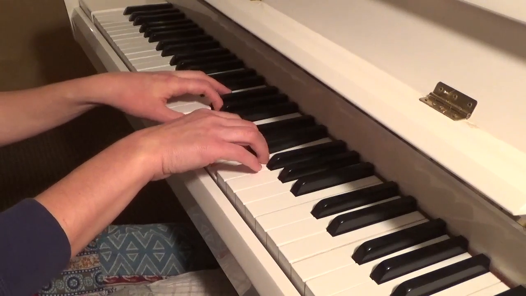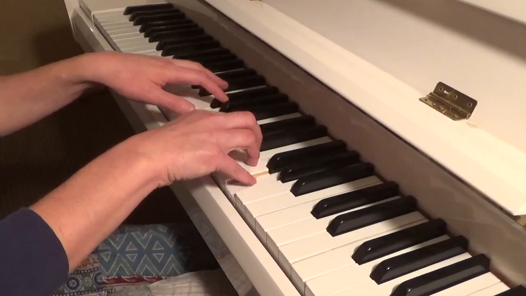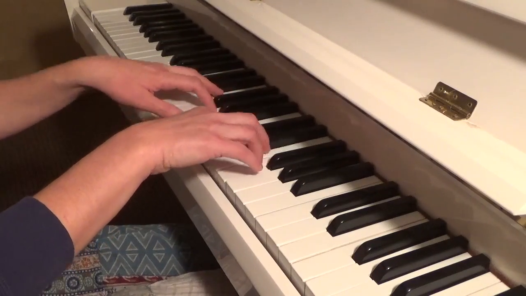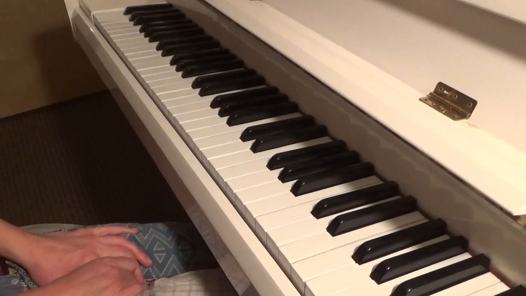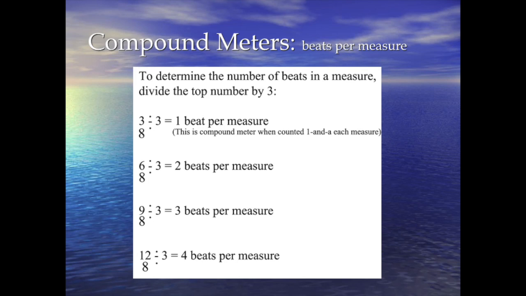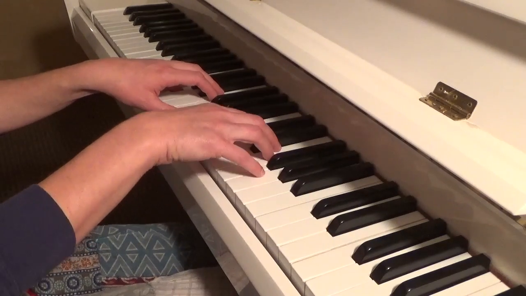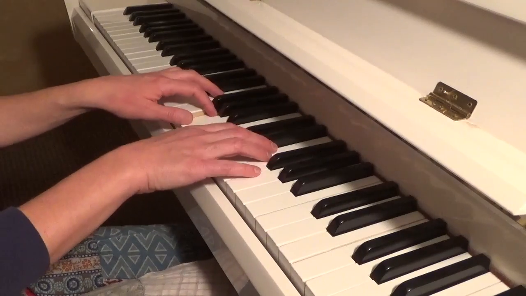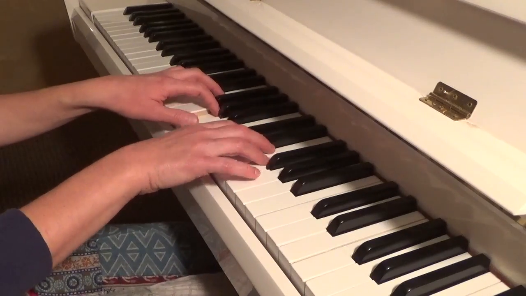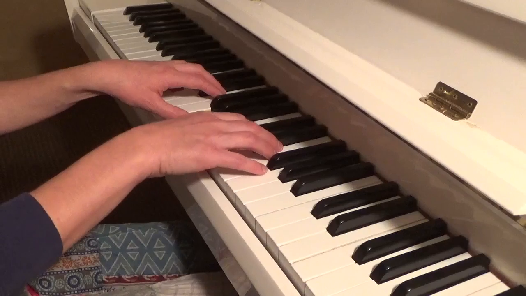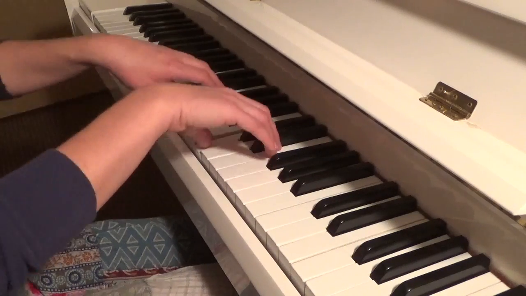1 and a 2 and a 3 and a, 1 and a 2 and a 3 and a. Now let's imagine 12 is our top number. Let's divide that by 3. It means we have 4 beats per measure. 1 and a 2 and a 3 and a 4 and a, 1 and a 2 and a 3 and a 4 and a.